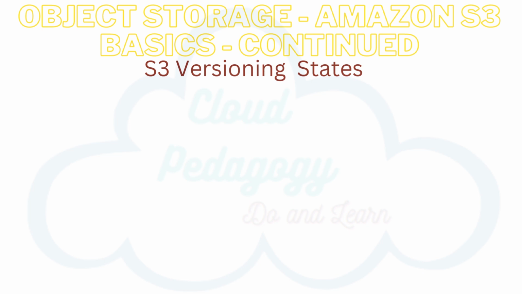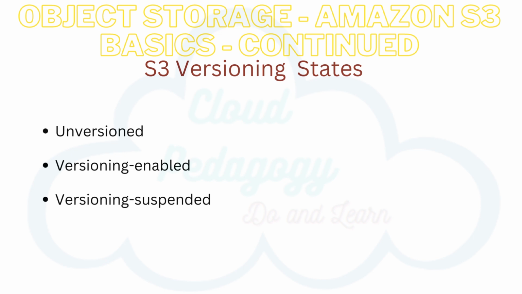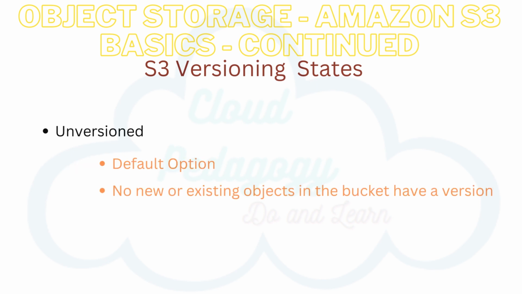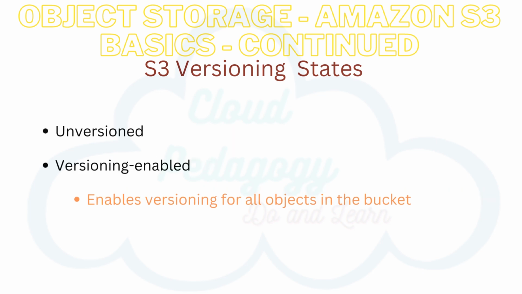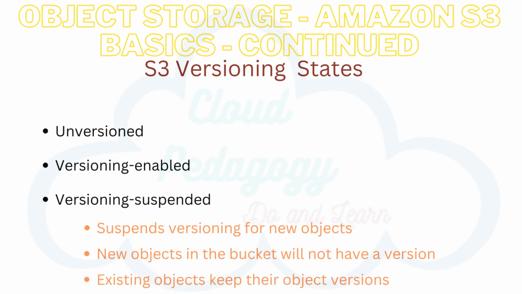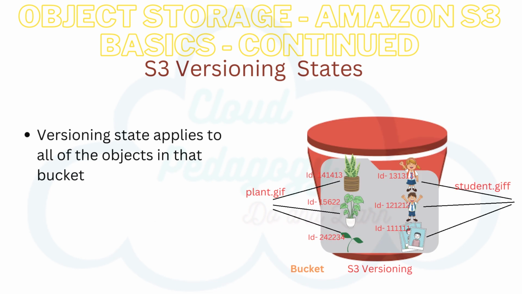Buckets can be in one of three states: unversioned, versioning enabled, or versioning suspended. Unversioned is the default. No new or existing objects in the bucket have a version. Versioning enabled enables versioning for all objects in the bucket. Versioning suspended suspends versioning for new objects. All new objects in the bucket will not have a version. However, all existing objects keep their object versions. The versioning state applies to all of the objects in that bucket.